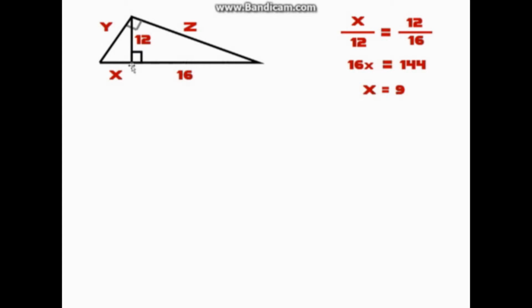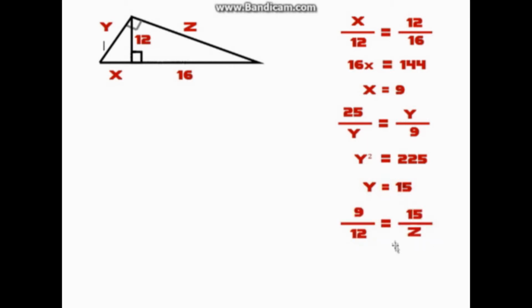And with that, we can set up a proportion with this small triangle here with the 9, the 12, and the y, with the larger triangle to get this proportion, and we cross multiply, square root, and we get y equals 15, and then from there it's another simple proportion, and we get z equals 20.